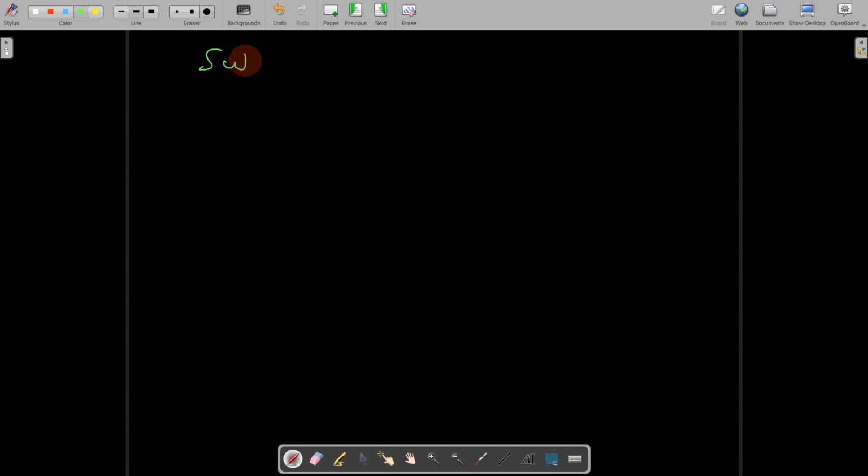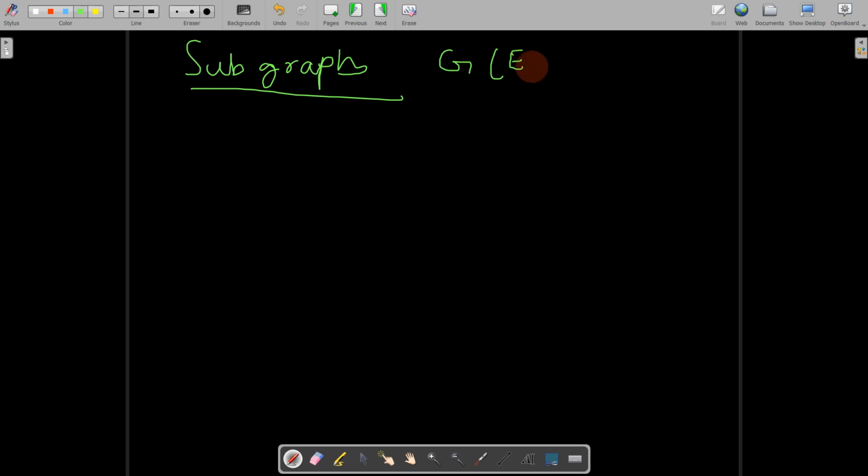Subgraphs means, first I will tell you what subgraphs are. Suppose you have an original graph G which has E set of edges and V set of vertices. Now what you do, you pick a subset or a small portion of the vertices from this original graph G. For example, our G can look like this.